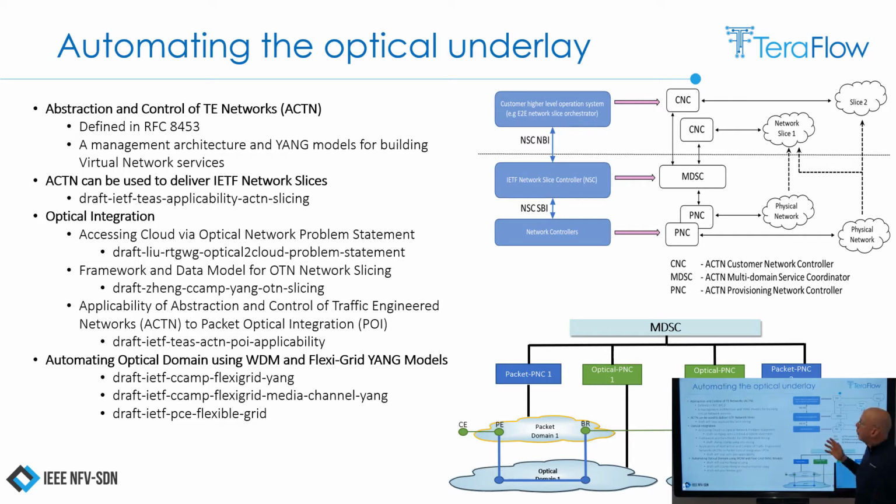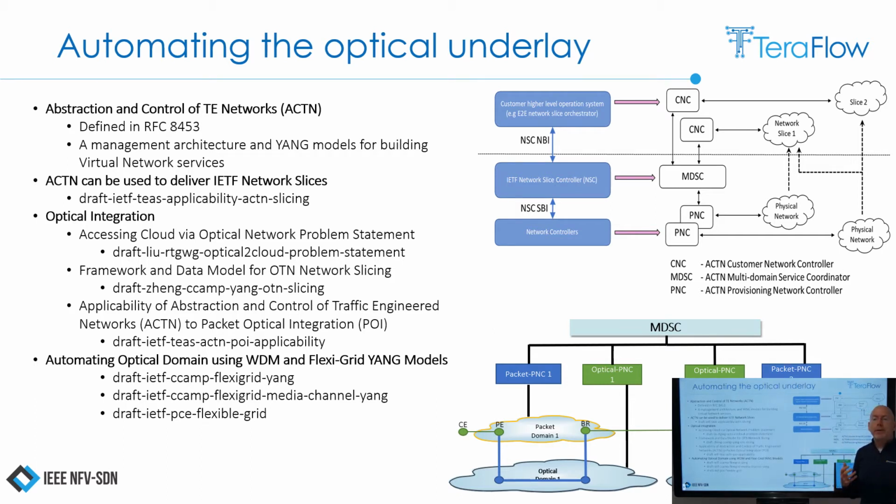So in this example, and a key technology that TerraFlow is using, we use the ACTN framework, the abstraction and control of transport or TE networks. So essentially there are three main components: the customer network controller, the multi-domain service coordinator, and then the ACTN provisioning manager or physical network controller. And these are wrapped up and defined in a document that's published by the IETF, which is RFC 8453.